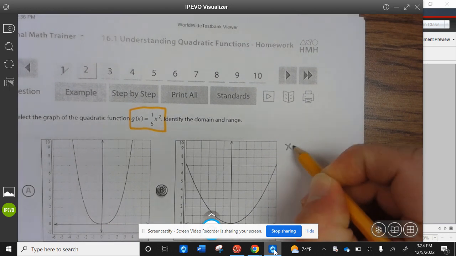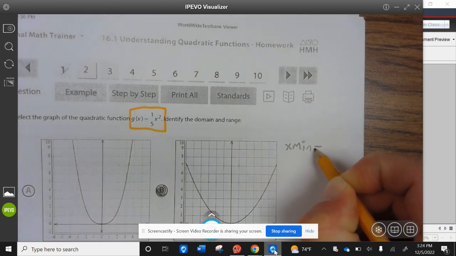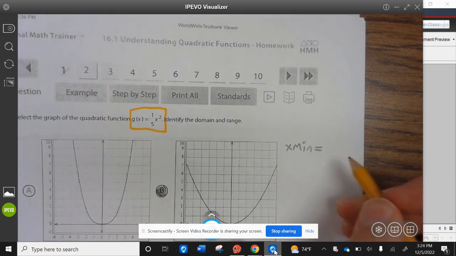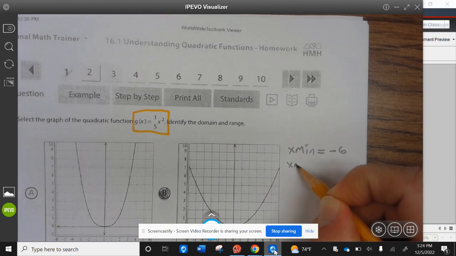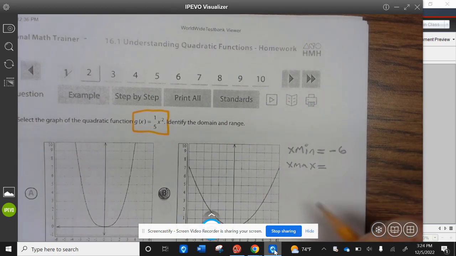So we have x min, it looks like, is -6. Our x max is equal to 6. Our x scale is counting by ones. Our y min is, it looks like, -1. Y max is equal to 10. And the y scale equals 1.